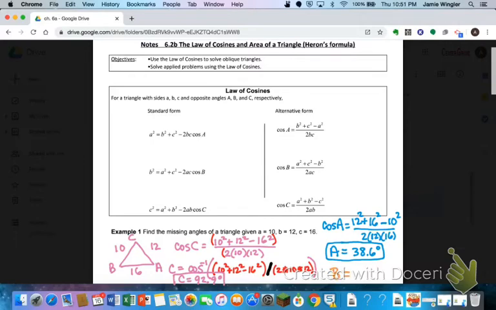Then to find angle B, we can use the fact that triangles add up to 180. So adding up the other two and subtracting from 180 gives us that angle B is 48.5 degrees. Do a quick check. The smallest side was A. The smallest angle was A. The largest side was C. The largest angle was C. So our answer makes sense.